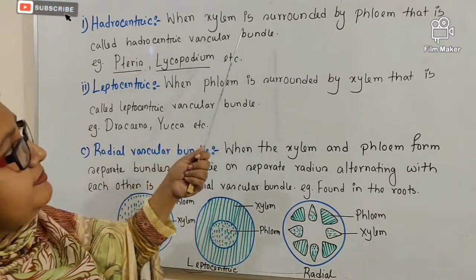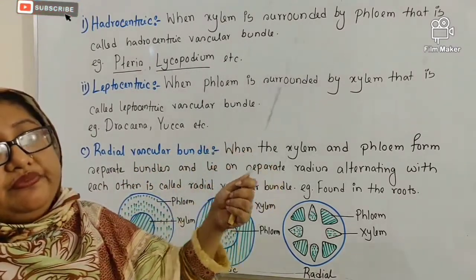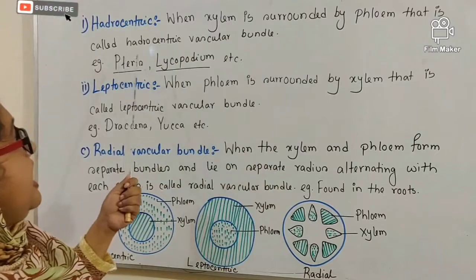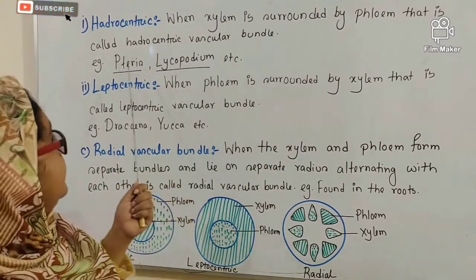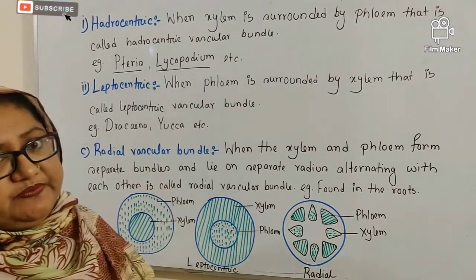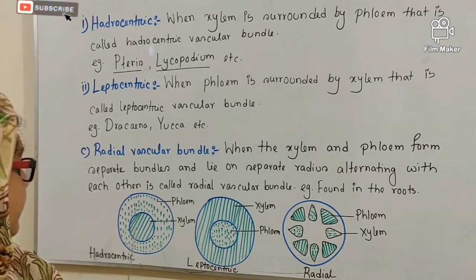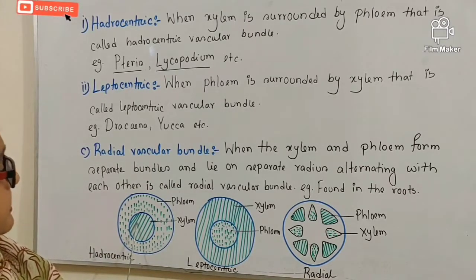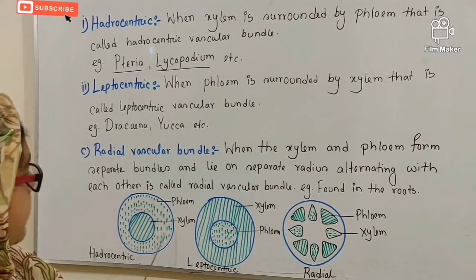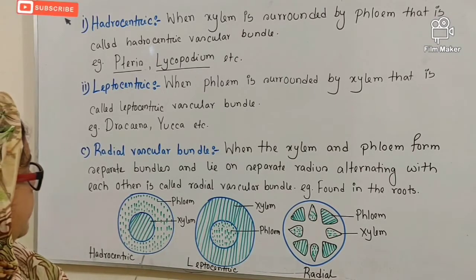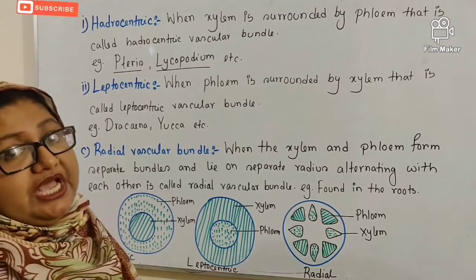If the xylem is surrounded by the phloem, that is called hydrocentric, and it is found in Claris, Lycopodium, etc. In the diagram, the xylem remains at the center and the phloem surrounds the xylem. So this is the diagram of hydrocentric.